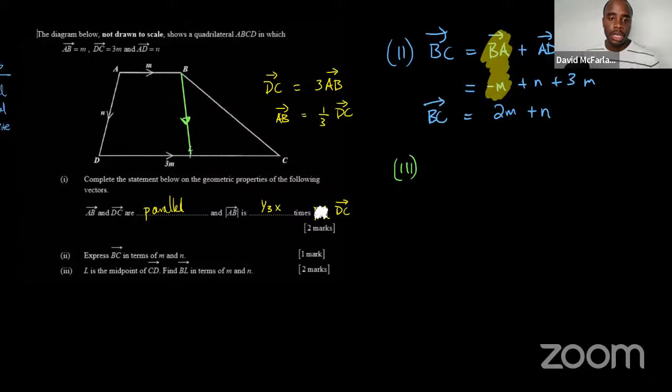Again, we don't know what the route is. We have a little fence in the way. We don't know what it is from B to L, so we're going to have to go around. So who can write in the chat? How could I get from B to L? What vectors could I travel along to get from B to L?